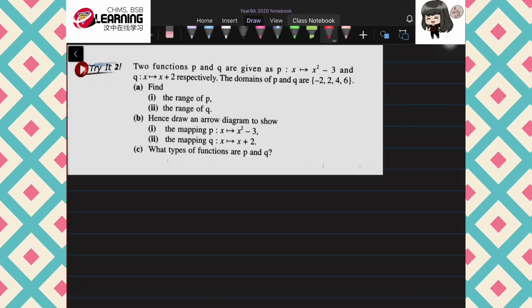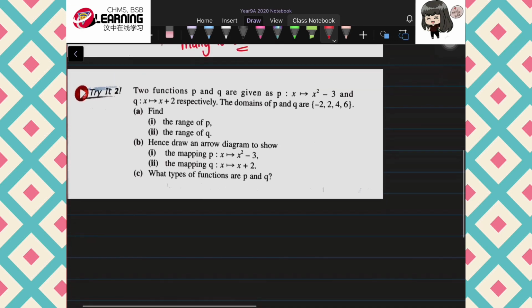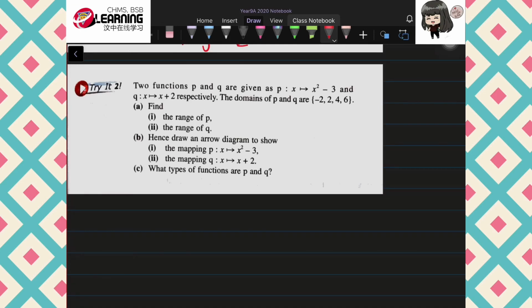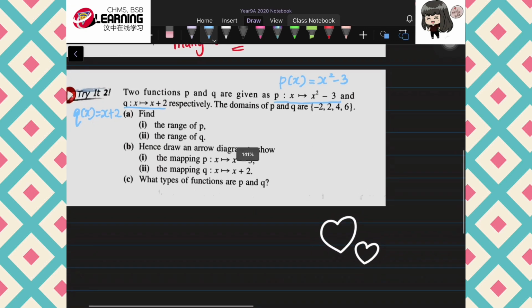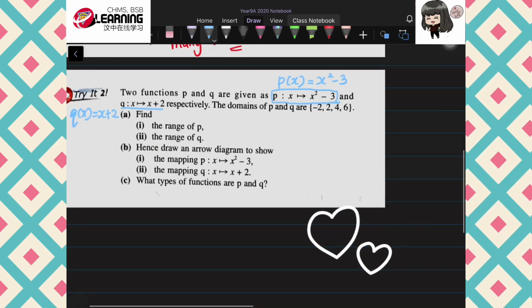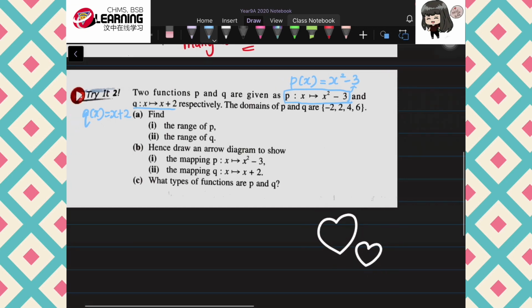Two functions P and Q are given as P: x arrow x squared minus 3. This one we can actually write down as P of x equals x squared minus 3. You can write it in this form; both of these forms are the same. And Q: x arrow x plus 2 can be written as Q of x equals x plus 2. If you don't like it written this way, you can always change to what I've written just now. It's basically the same thing.